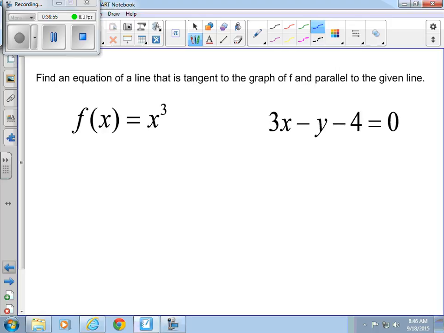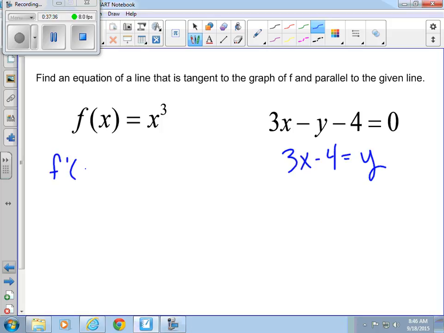Yes. Horizontal tangent. We do that. Find an equation of a line that is tangent. This one's a tough one. I don't think you have any of your homework like this, but we'll do it. Find an equation of a line that is tangent to the graph of f and parallel to that line. Well, first of all, if we're parallel to this line, I want to know what that means. Do you agree this is the line y equals 3x minus 4? So my tangent line has a slope of 3. Everyone agree?